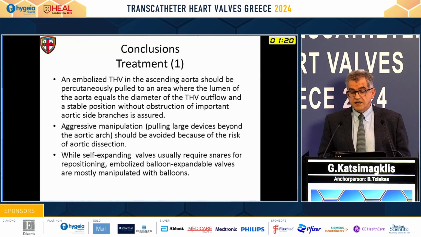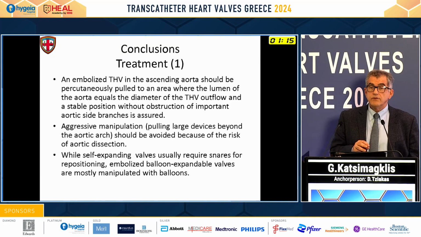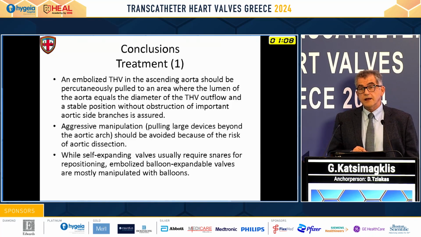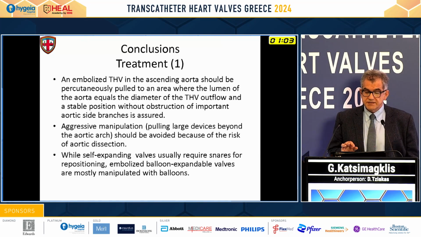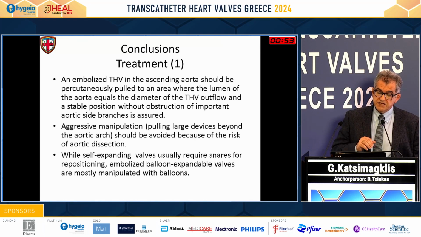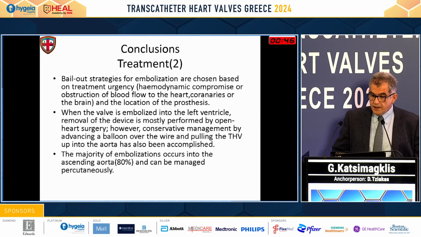An embolized TAVI in the ascending aorta should be pulled to an area where the lumen of the aorta equals the diameter of the TAVI outflow, and a stable position without obstruction of important aortic side branches is assured. Aggressive manipulation in general should be avoided because of the risk of aortic dissection. Self-expanding valves usually require snares for repositioning, and embolized balloon-expandable valves are mostly manipulated with balloons.